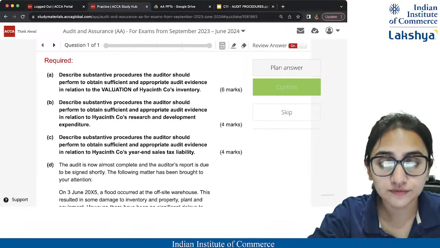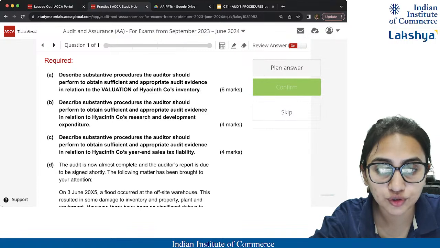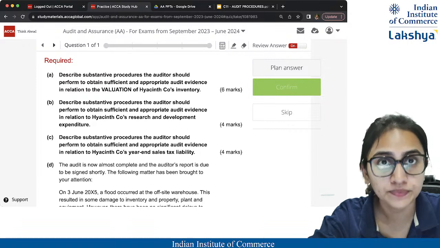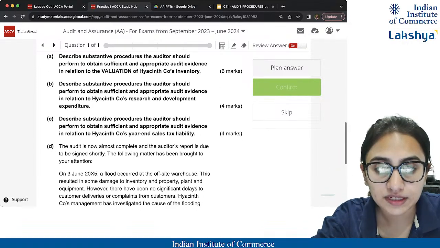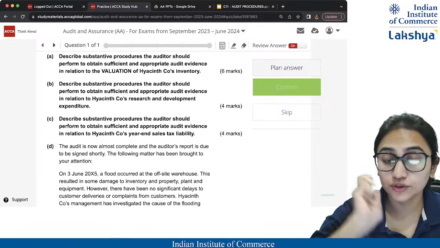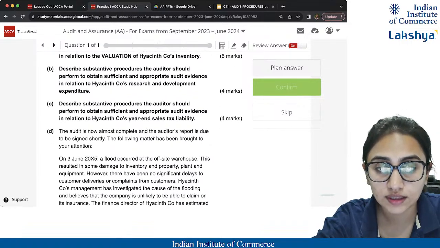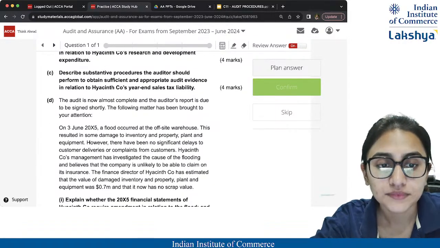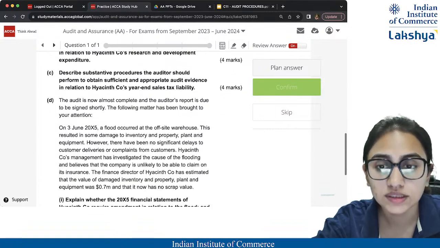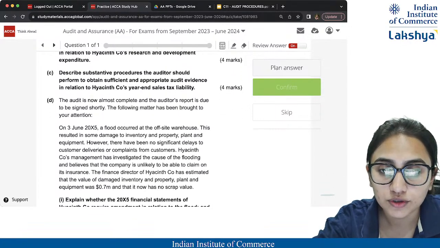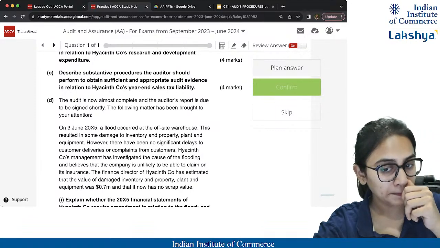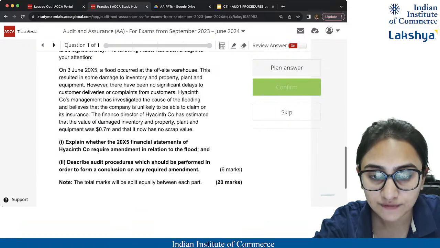So describe substantive procedures the auditor should perform to obtain sufficient and appropriate audit evidence in relation to the valuation of Hyacinth Company's inventory. Then second, describe substantive procedures the auditor should perform to obtain sufficient and appropriate audit evidence in relation to Hyacinth Company's R&D expenditure. Then next, for 6, 4 and 4 marks. Describe substantive procedure the auditor should perform to obtain sufficient and appropriate audit evidence in relation to Hyacinth Company's year-end sales tax liability. And D, you have 2 parts.